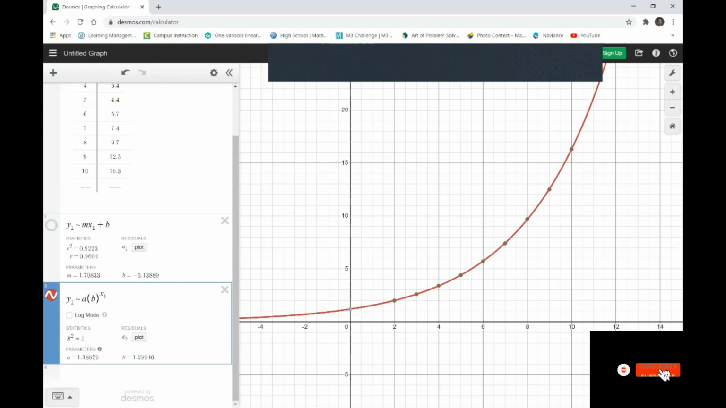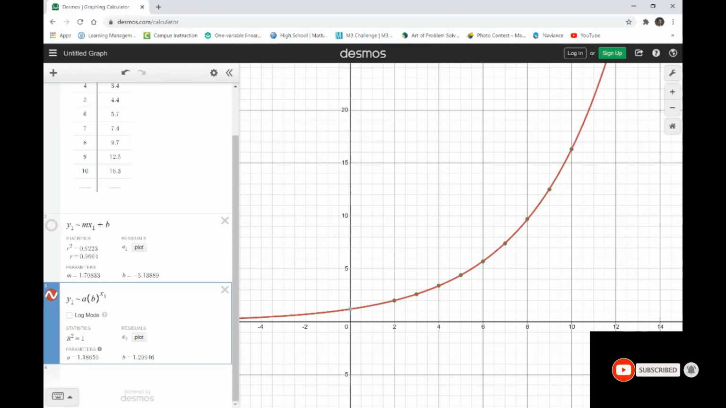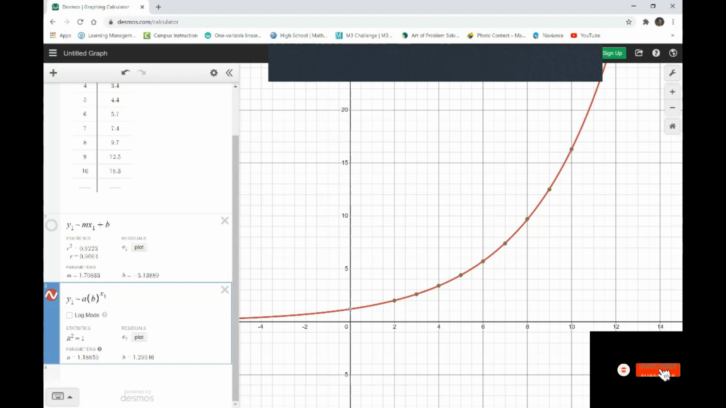Let's hide the linear model. The exponential model is a much stronger fit. Like almost every point hits this line. Our R squared value is 1, which tells us that 100% of these points hit the line.